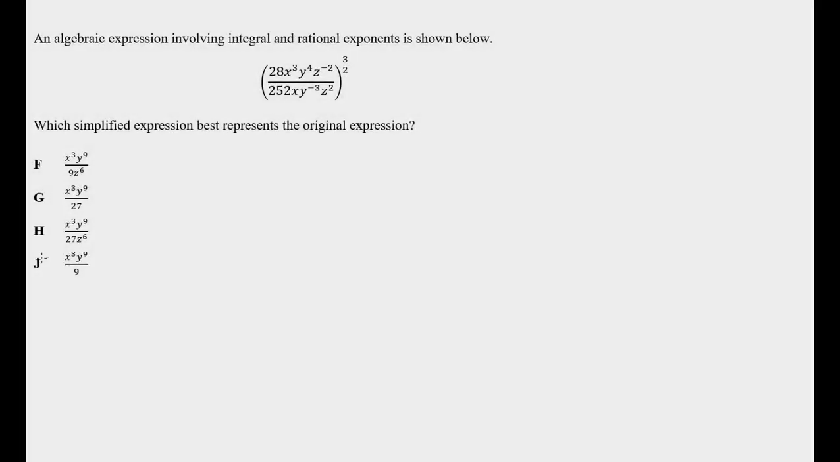Okay, so there's a lot to unpack in this problem here. We've got a fractional exponent or a rational exponent. We have some variables that we have to cancel. We've got some simplification of numbers, and we also have some negative exponents. So let me see if I can handle this step by step.